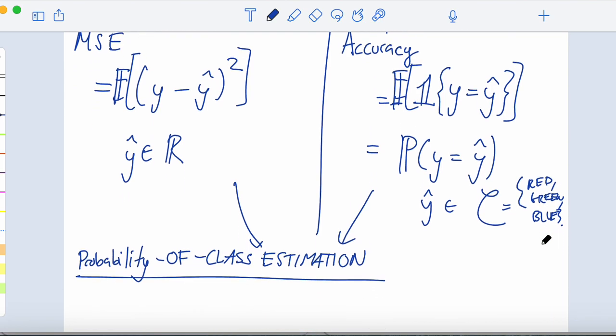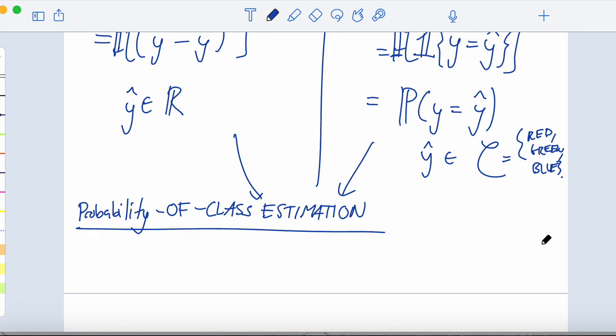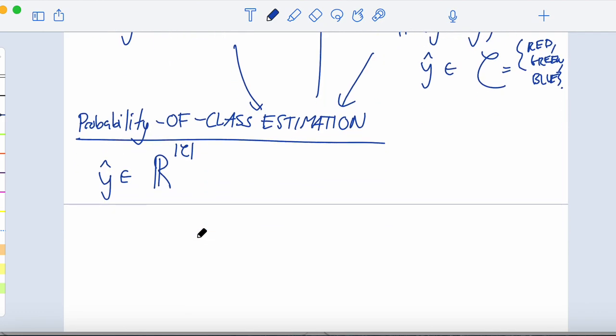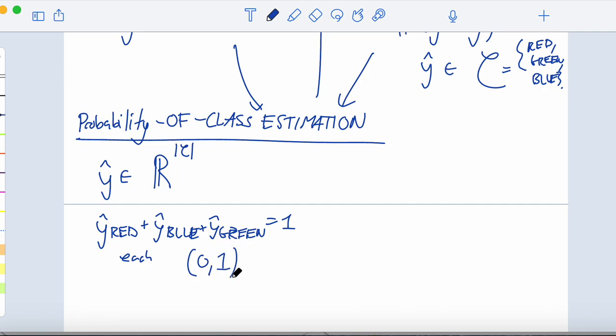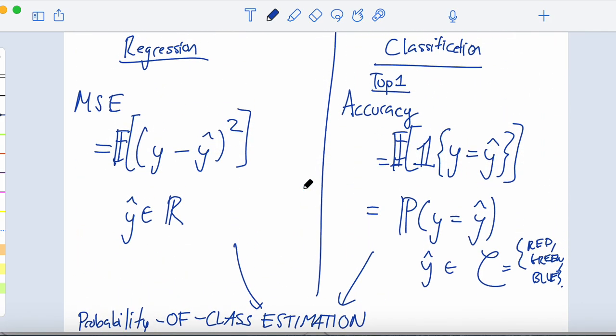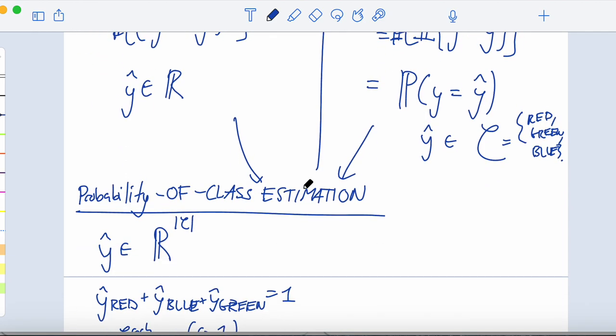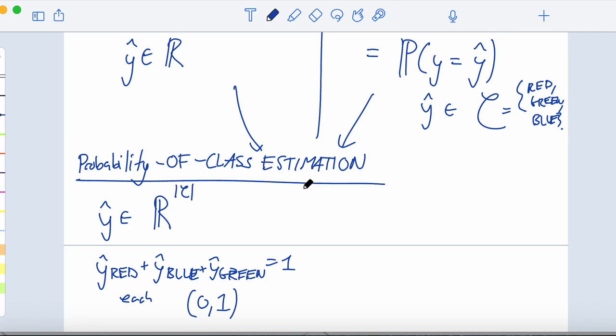But there is something in between, which is estimating the probability that it's red or green or blue. And so in probability estimation, y hat is a vector. It's a vector in R to the power C, and it's a vector that is positive and sums to one. So y hat of red plus y hat of blue plus y hat of green should sum to one, and each should be between 0 and 1. In a true classification problem, you're just trying to say, is it red or green or blue? But in the probability one, you're saying, what is the probability it's red? What is the probability it's blue? And what is the probability it's green?